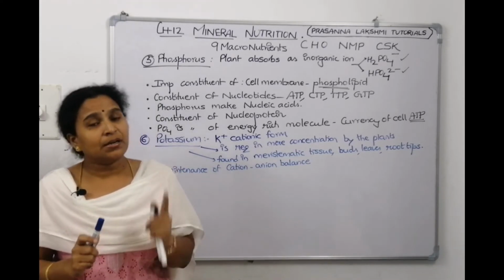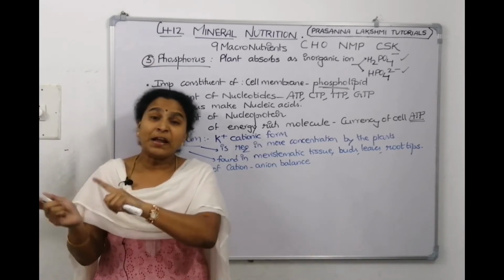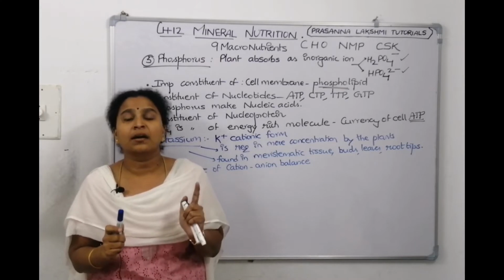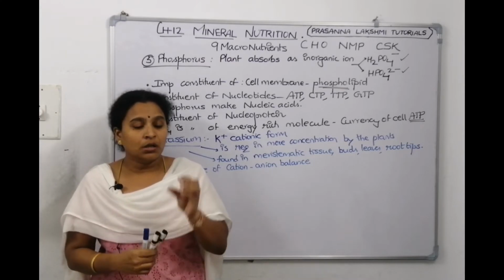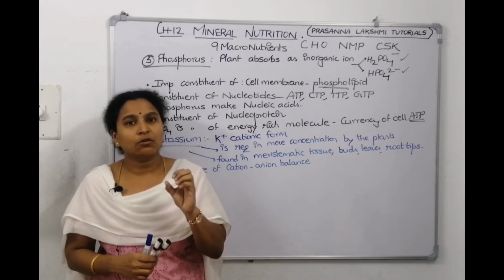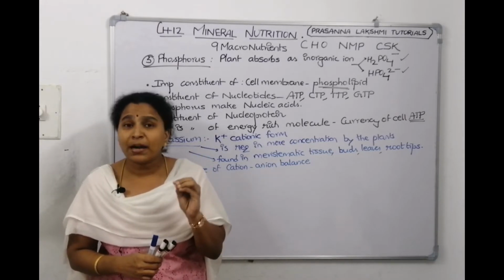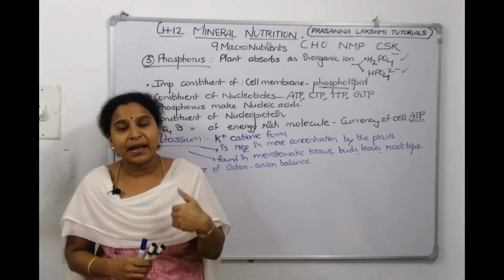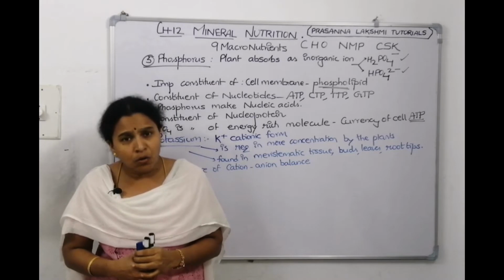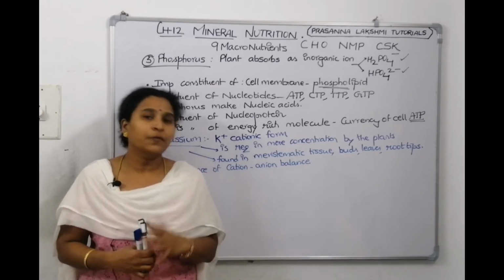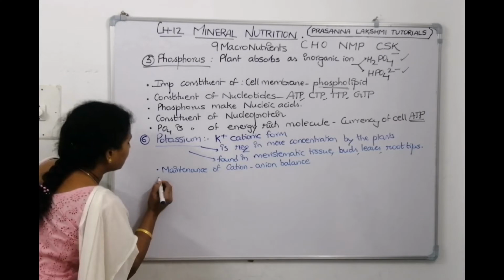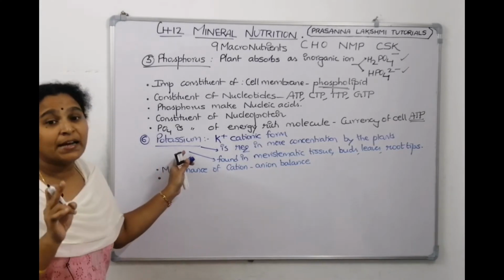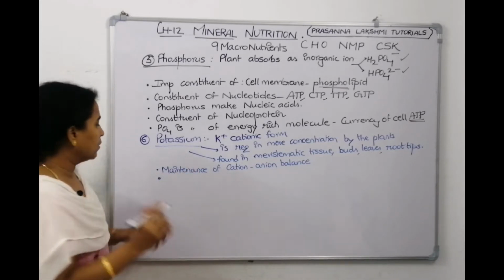In the previous chapter, transport in plants, we studied that influx of K plus ions into the guard cells helps in opening of the stomata. Means K plus can control the opening and closing of the stomata. When the stomata opens, transpiration will happen, exchange will happen, water goes out, carbon dioxide comes in. So opening and closing of stomata is under the control of K plus. That is the second function. So the first function maintains the cation-anion balance. Second function of K plus, it helps in opening and closing of the stomata.